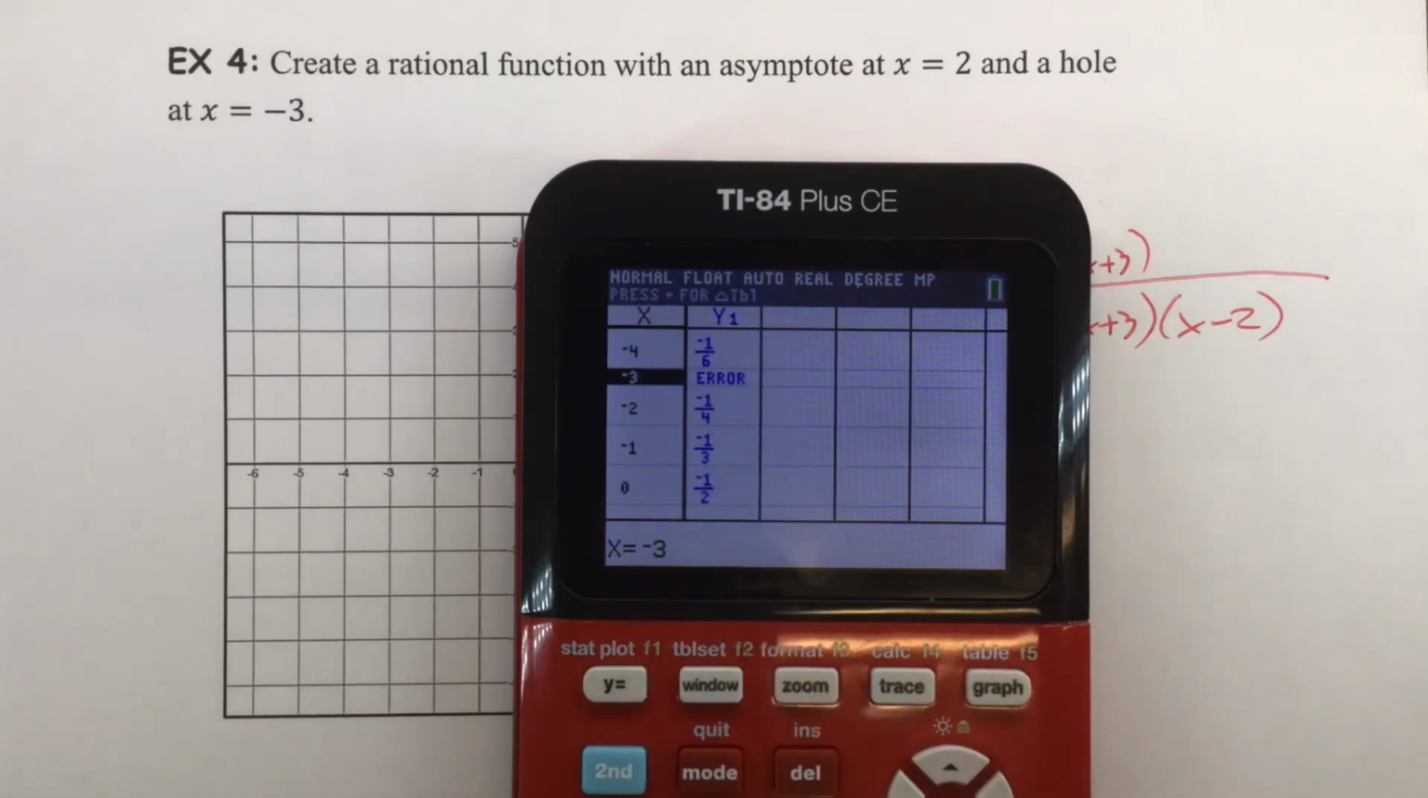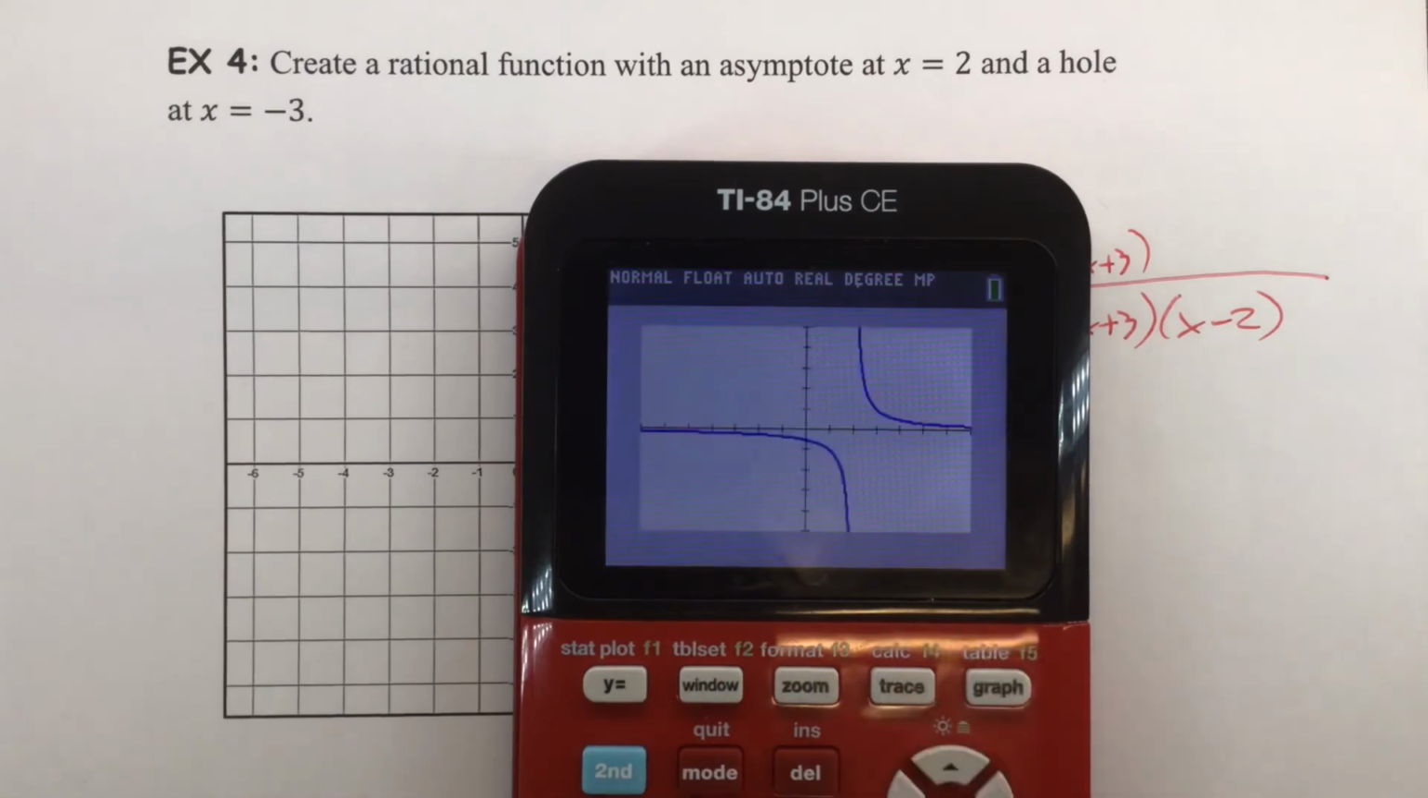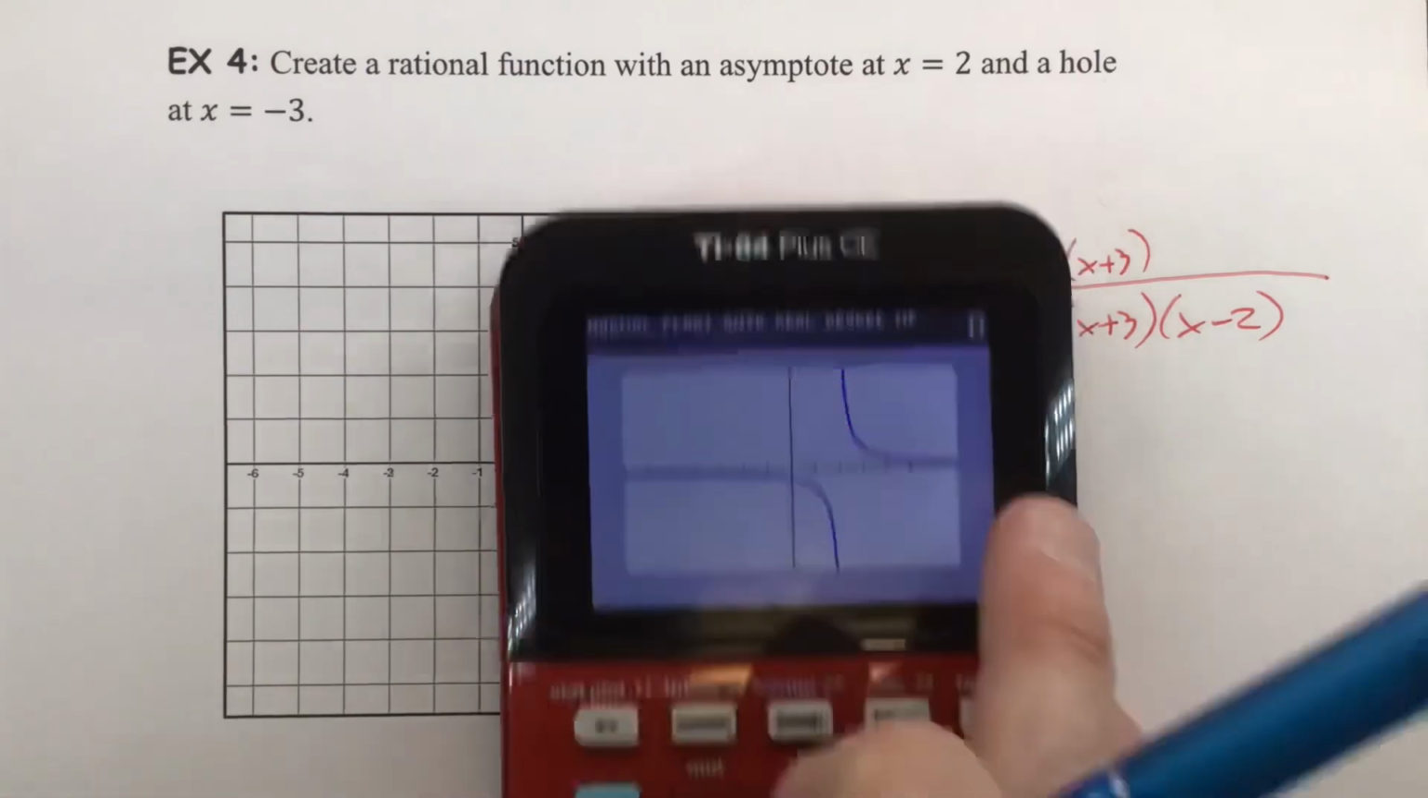Okay, we got that error. Okay, back to the graph. We do have a horizontal asymptote at the x-axis. In this case, the graph is not going to cross the x-axis.